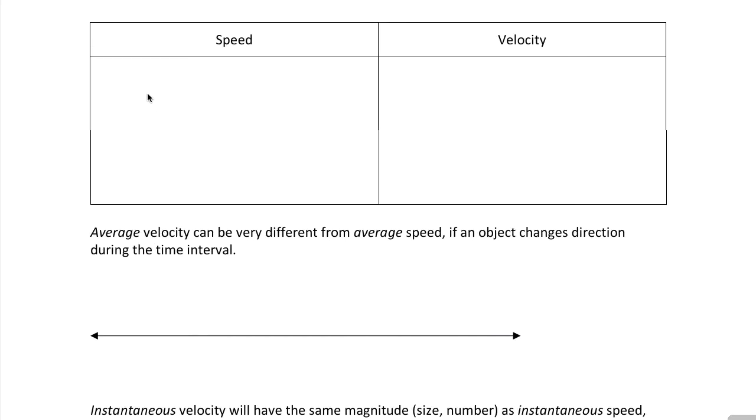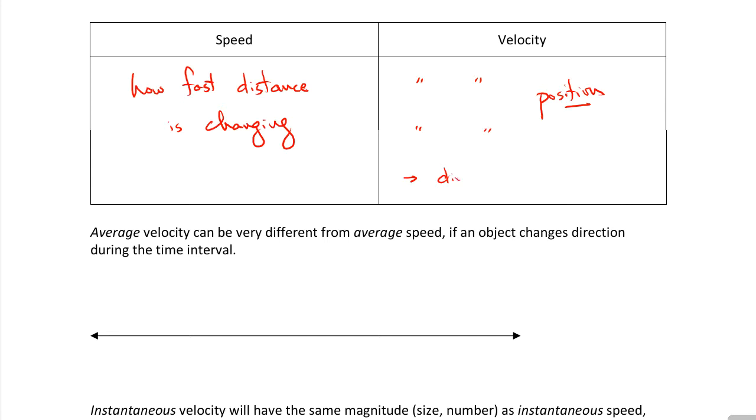Okay, so just to review, speed is how fast distance is changing, whereas velocity is how fast position is changing. And it's going to have a direction, whereas speed doesn't have a direction. As we've just seen, average velocity can be very different from average speed, and that's going to happen in situations like the one we just described, where an object changes direction during the time interval.